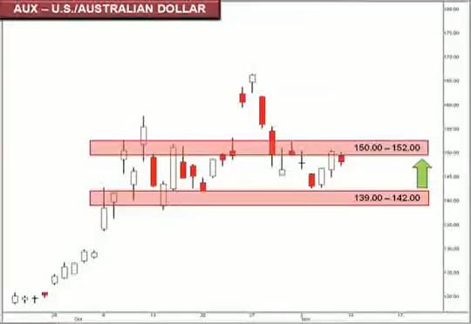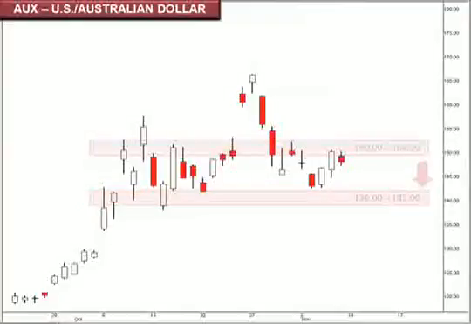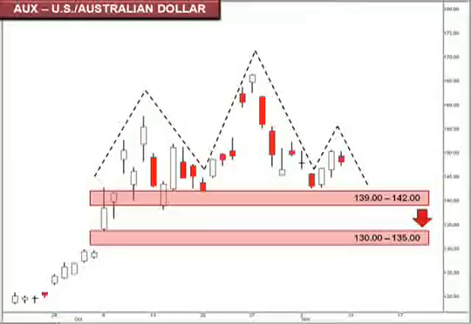Now, it appears that the pair value is having a hard time holding in this area, which opens up the possibility for another test back down into this lower zone. Of notable importance is the possible formation of a head and shoulders top, which would be confirmed on a break below this 139 to 142 level here. Now that would open up the possibility for a near-term test of the 130 to 135 area.